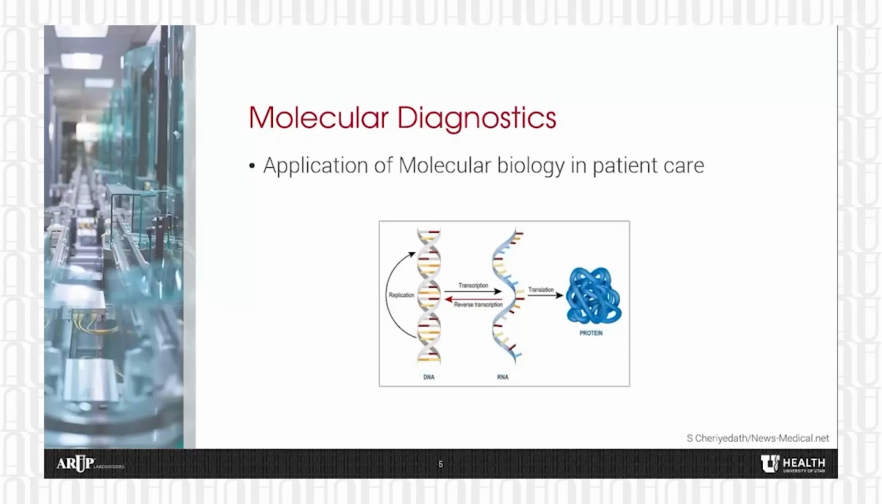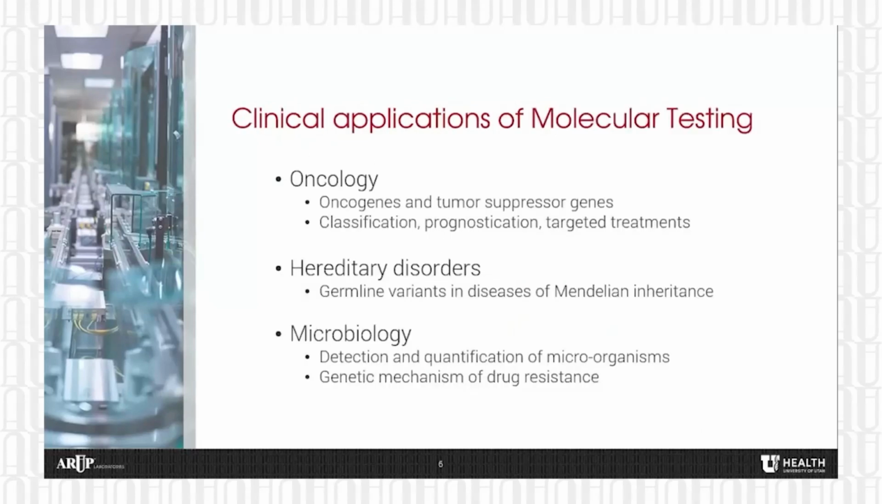And as you know, the central dogma of molecular biology is that DNA is transcribed into RNA, and then RNA is translated into protein, which is associated with a phenotype. So any change in the DNA sequence can ultimately result in change in function or structure of the protein, which can be associated with a disease phenotype, such as cancer.